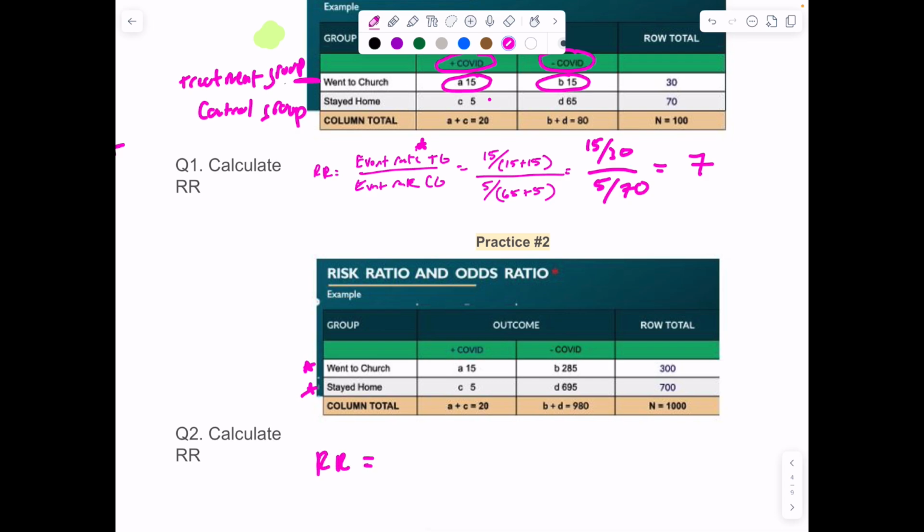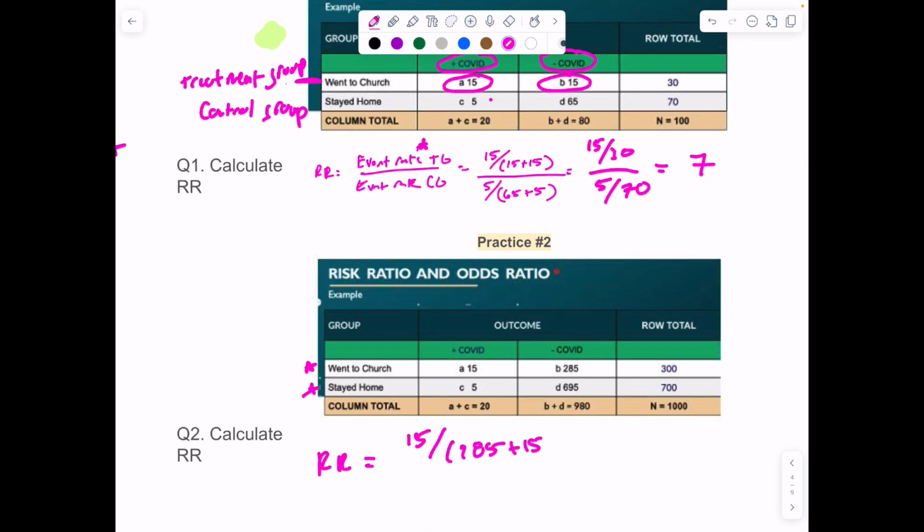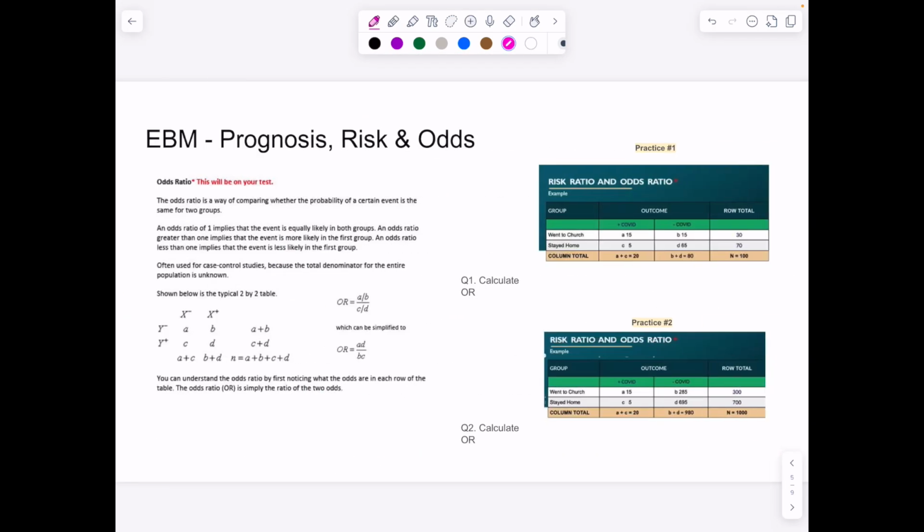But again, just plug in 15 people, 285 plus 15 over 5 over 695 plus 5. It's not so bad. Okay. All right. Then we have something called odds ratio.